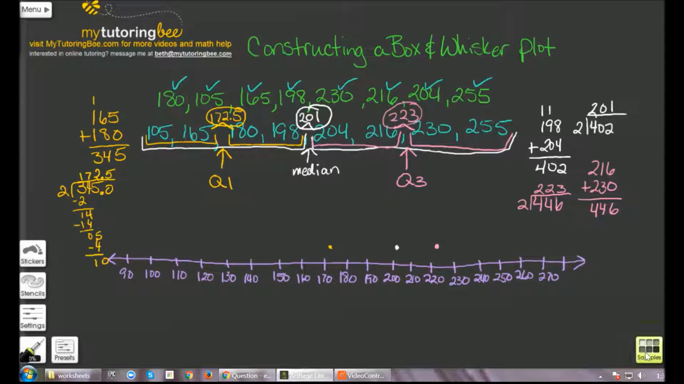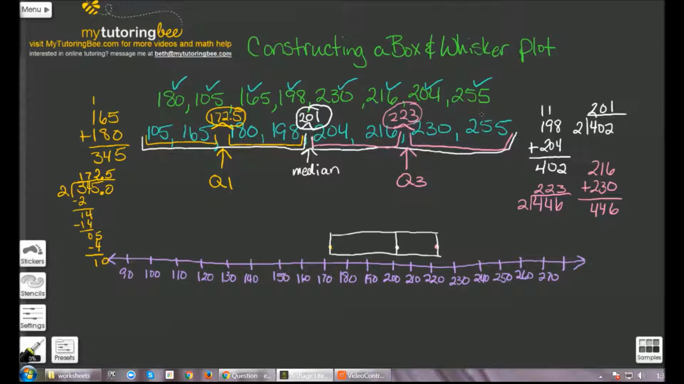All right, so let's start constructing the box portion of our box and whisker plot. I'm going to draw some vertical lines straight through my data points, and then connect the top and the bottom in order to make my boxes. So that's all there is to it. That's the box portion of the box and whisker plot.